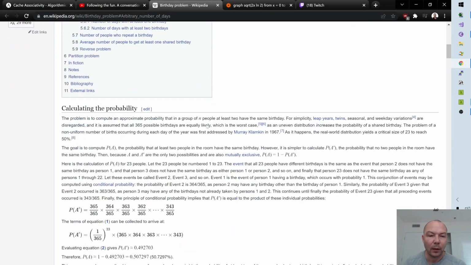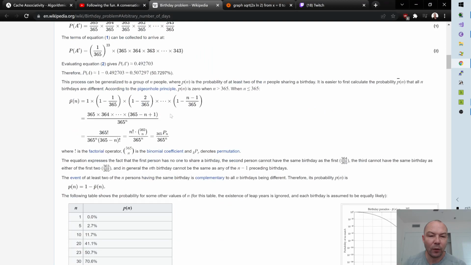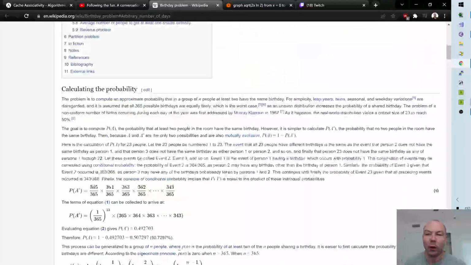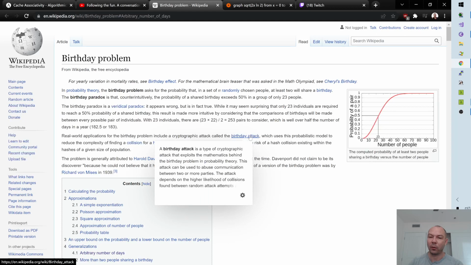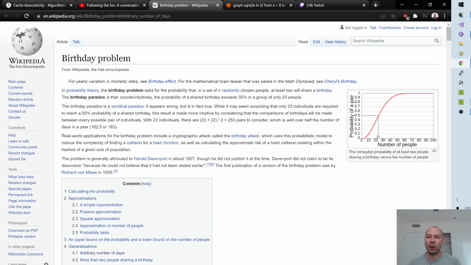So you can figure out how that's computed. Now, that is the same as asking about whether two entries collide in a hash table, right? Because the width of the hash table is the number of days, and the hash function output mod the table size, or however you map it to the table size, is the birthday of the entry, right?